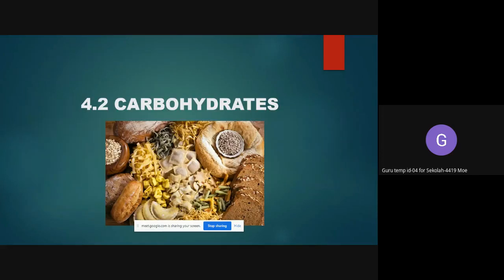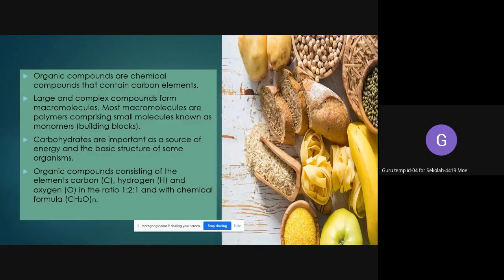Next, we are going to learn subtopic 4.2 about carbohydrates. Organic compounds are chemical compounds that contain carbon element. Tadi water is inorganic compound sebab dia tak ada carbon element. Carbohydrates is an organic compound sebab dia ada carbon elements.